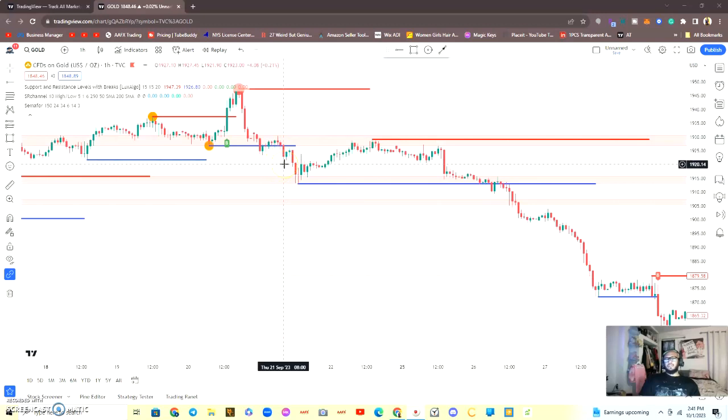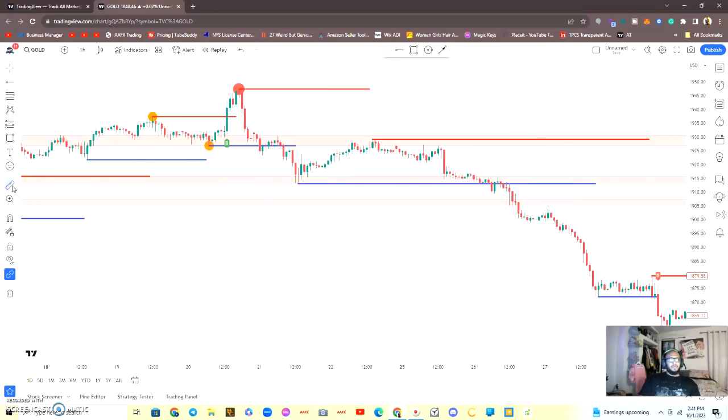So these indicators help you identify the support and resistance, giving you that assurance, so that you can feel confident taking the buy trade. This is gold right here. This would have been a nice amount of pips, 100 plus pips, just off that support right there.